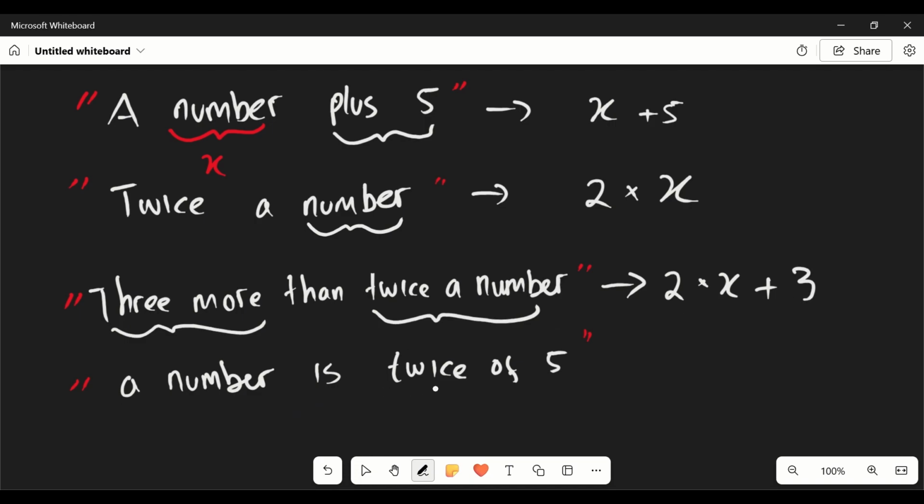A number is twice of 5. A number becomes x, is equal to twice of 5.